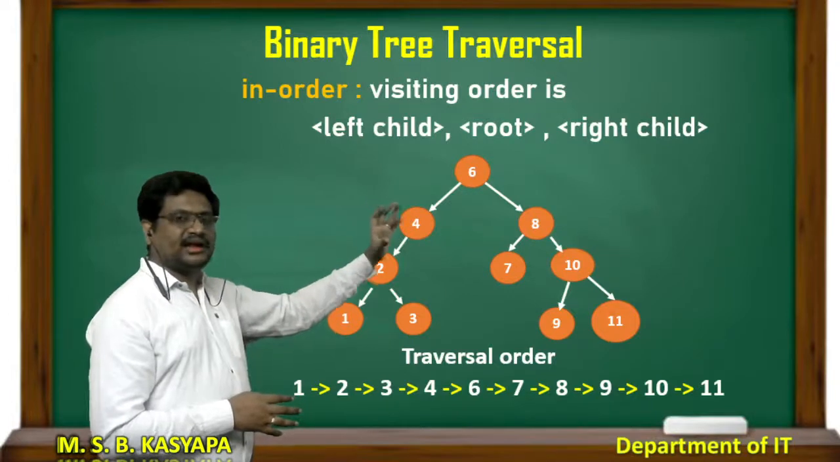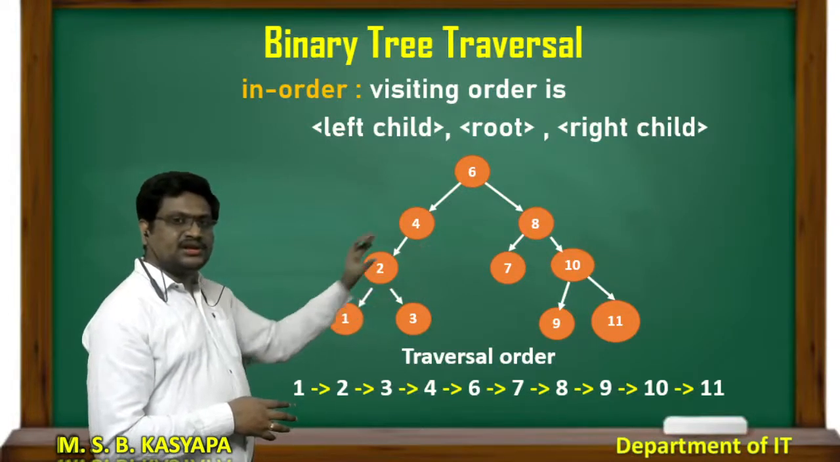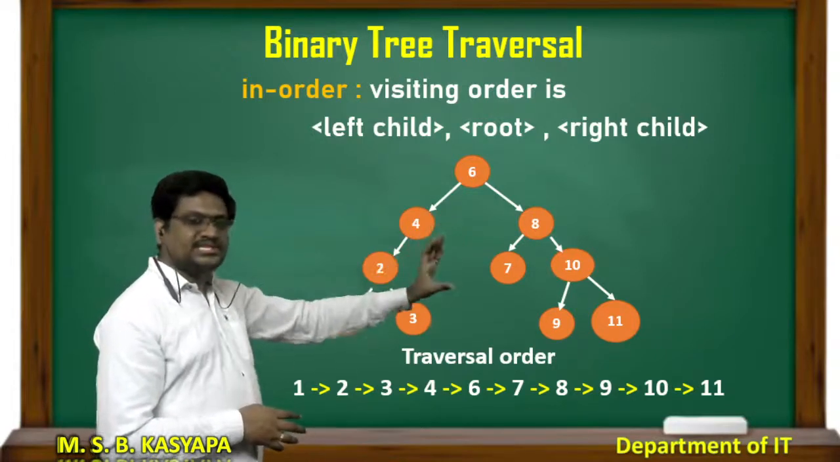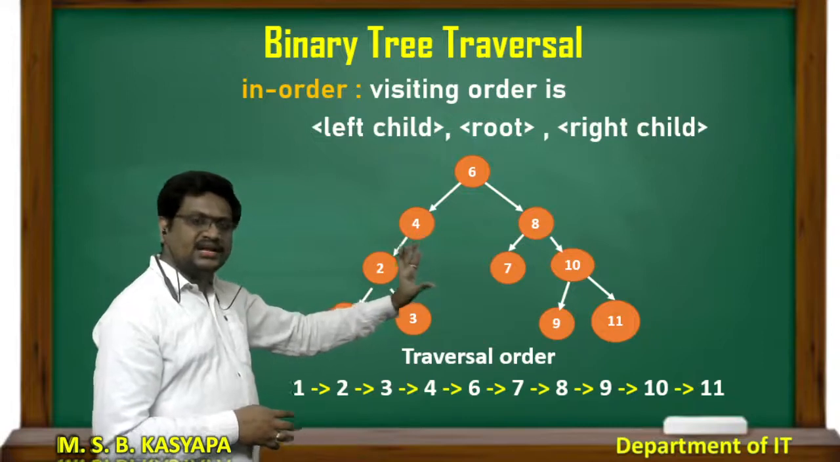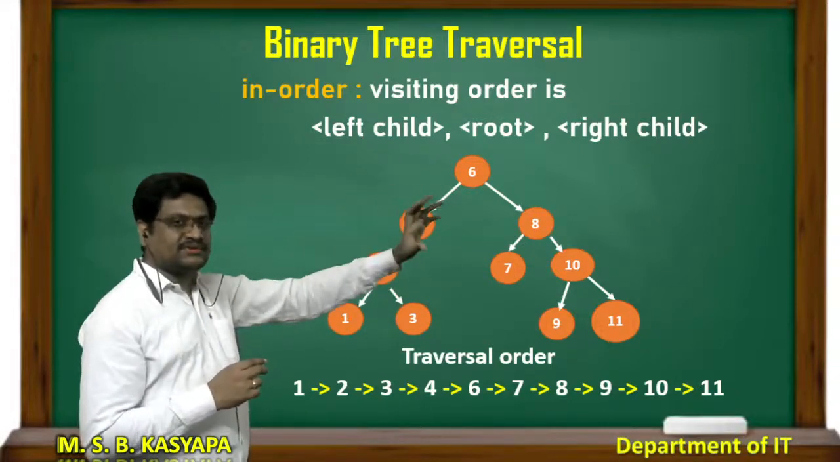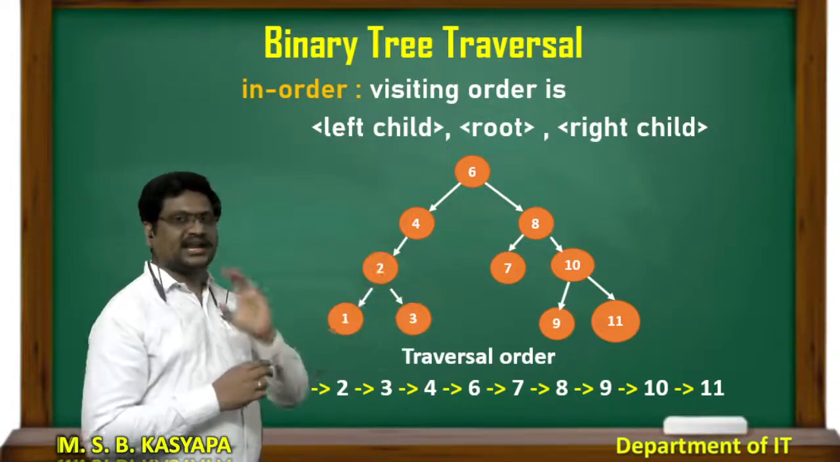I'm checking now whether 8 has any subtrees or not. As it has a subtree, that is 7. So 1, 2, 3, 4, 6, 8, 7. After 7, it checks whether there are any nodes available. No. So I'm moving to the parent node. So I visited the parent node 8. Then I will move to the right subtree. So that is 10, 9, 11.